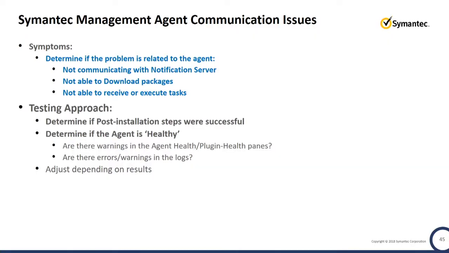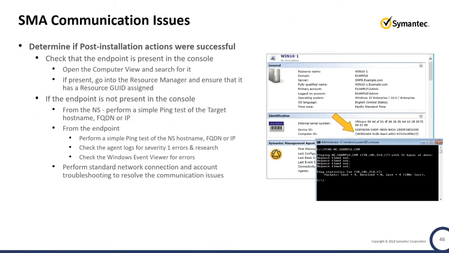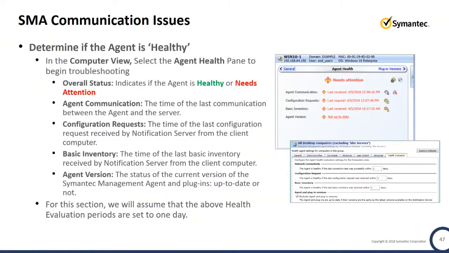So the number one thing for agent communication is: is the agent healthy? Go to your console, take a look at the reported health parameters. Is there anything indicated as red? Okay. Number one, make sure it's in the CMDB. So you've installed it, but it's not talking, right? It's got to be in the CMDB. Make sure there's an entry in your computer view. It's got a GUID assigned to it. Determine if it's healthy or not, obviously.